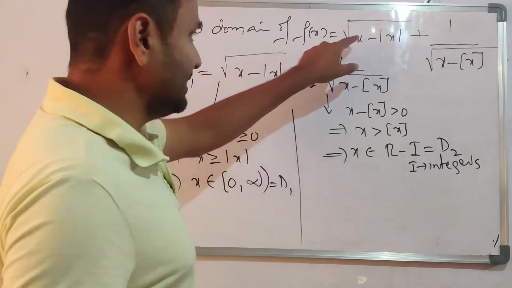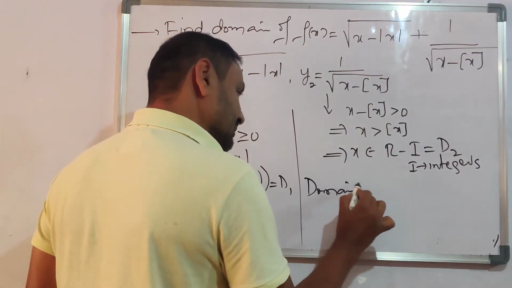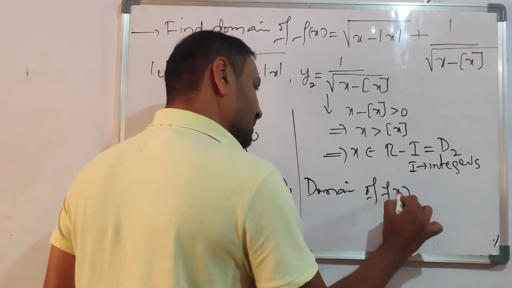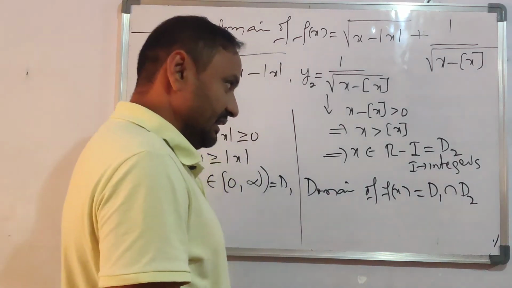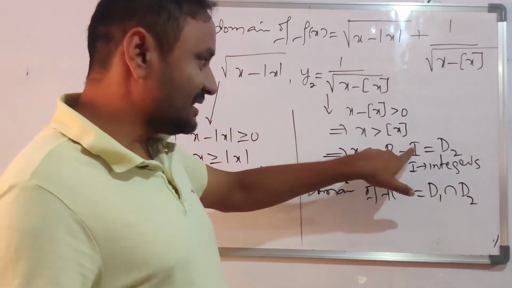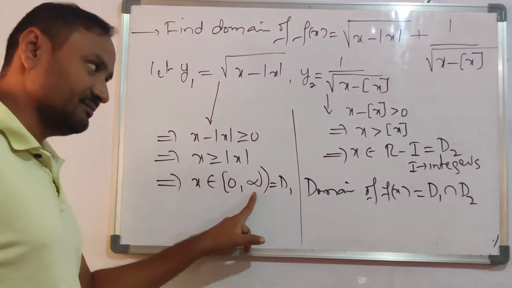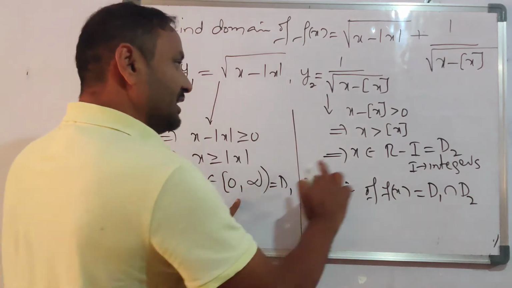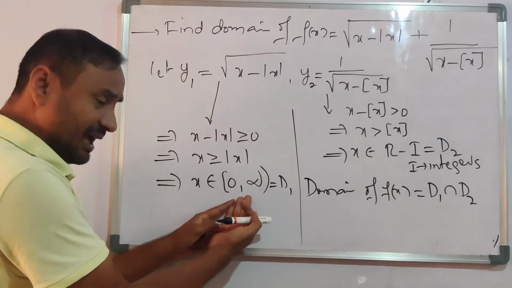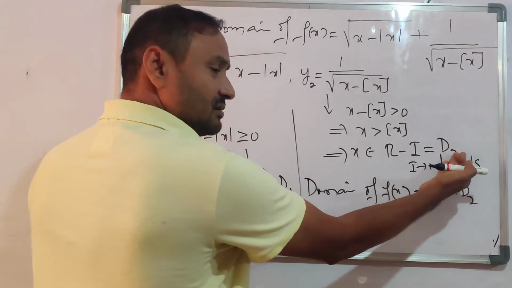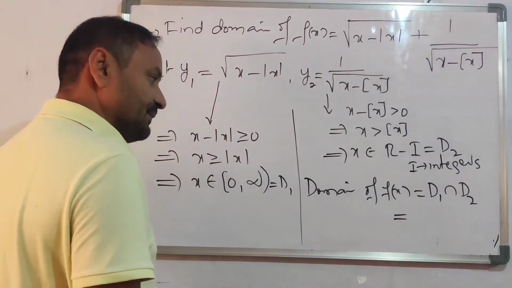So here I have taken y1, y2. Therefore, domain of f of x is equal to D1 intersection D2. Here R minus I, from the real numbers subtract I, that is D2. But D1 is 0 to infinity. What is the intersection of D1 and D2? Here there is no negative value, but here 0 to infinity. Here we have integers in D1. In D2 there are no integers.